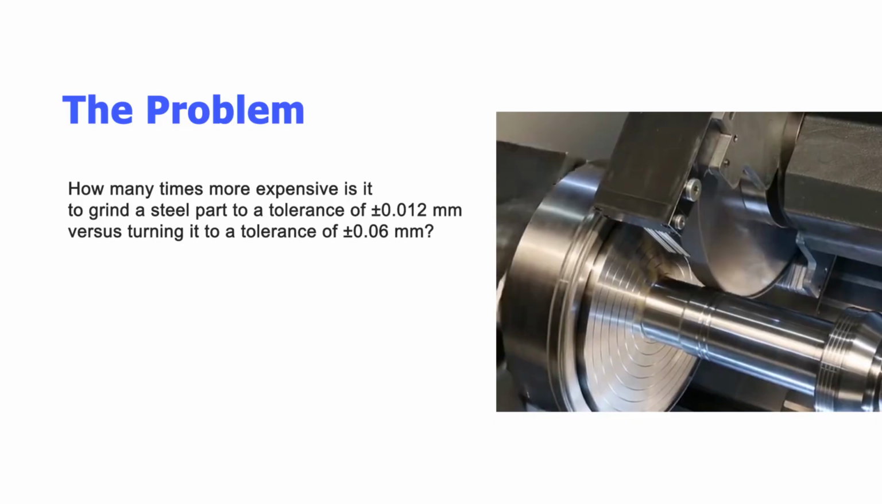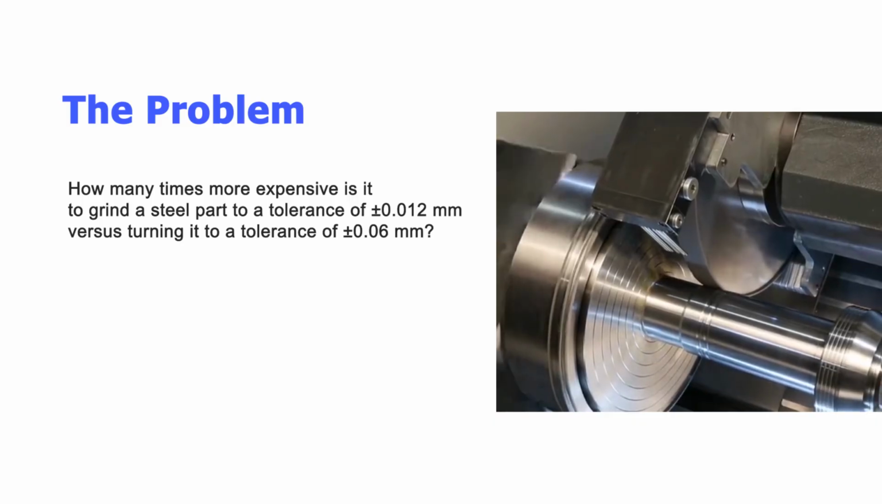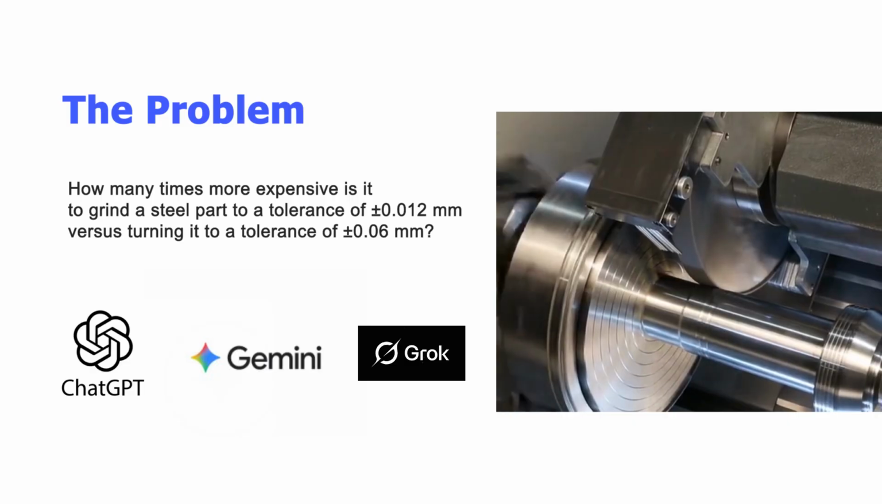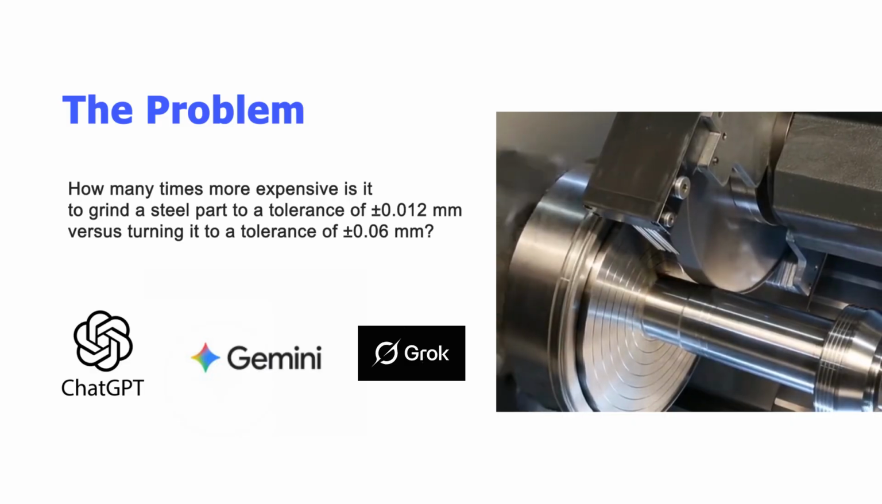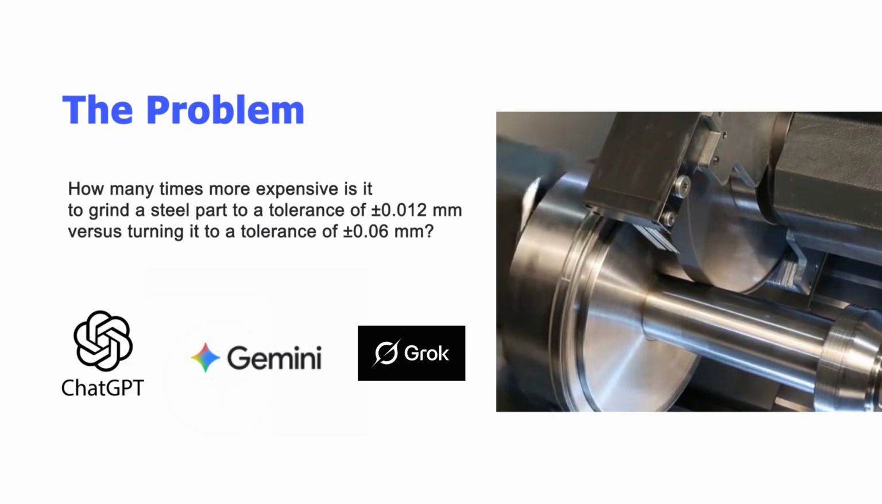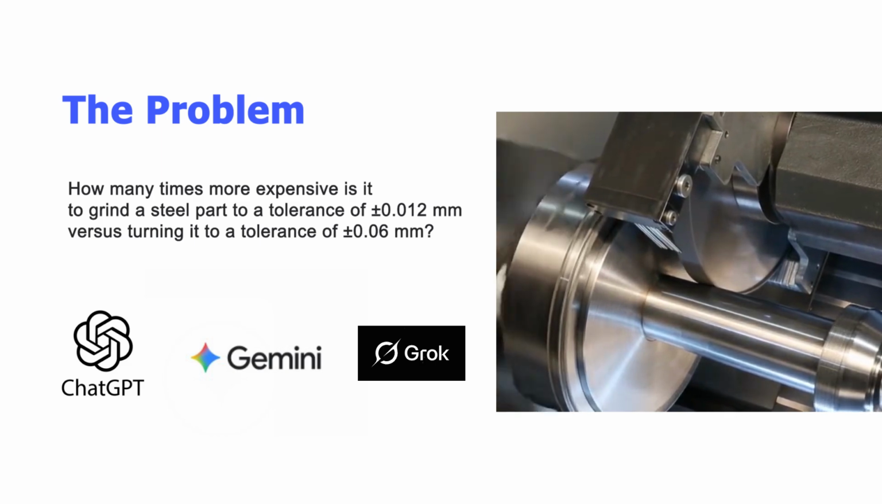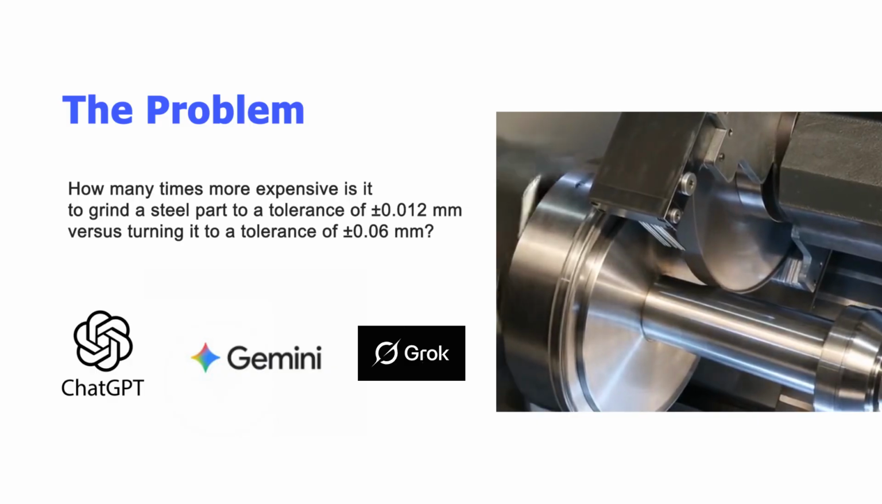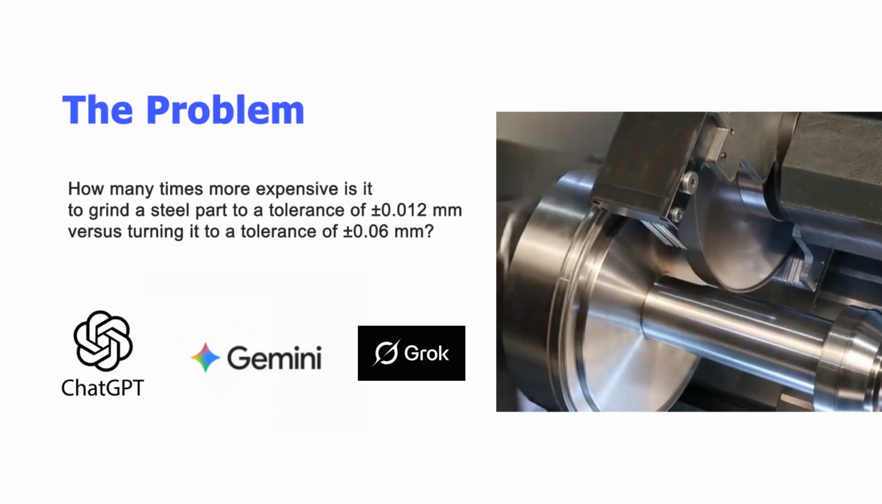So here is the fun little experiment for today. I gave 3 AI tools the same question. Cold, no context, no prompt engineering, no setup. Just this: how many times more expensive is it to grind a steel part to a tolerance of plus minus 0.012 millimeters versus turning it to a tolerance of plus minus 0.06 millimeters? This is how you would ask an experienced engineer the same question, right? So here is what came back.